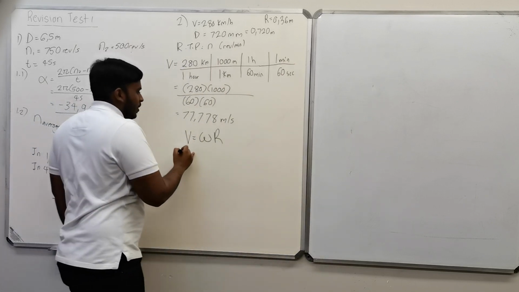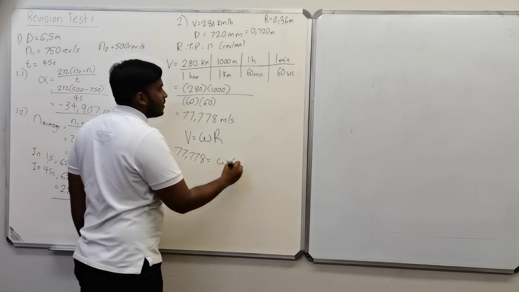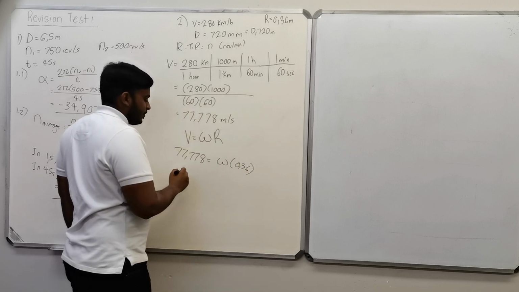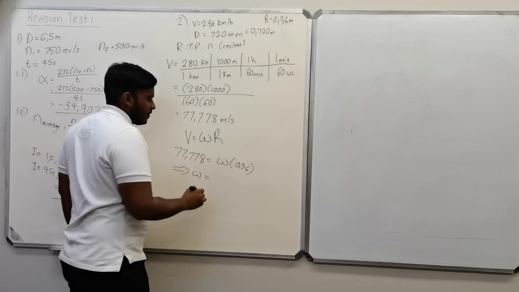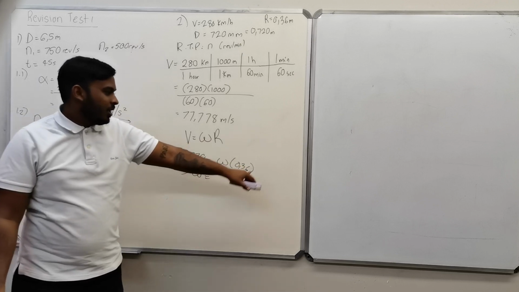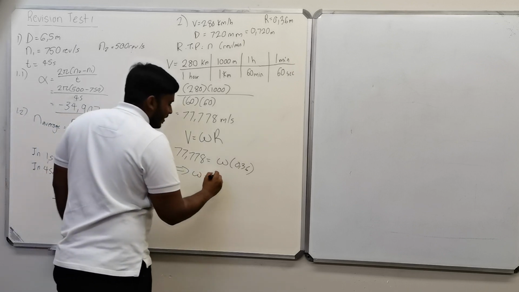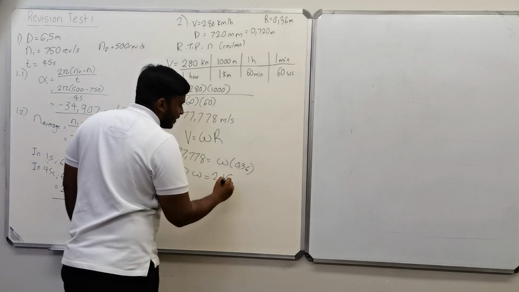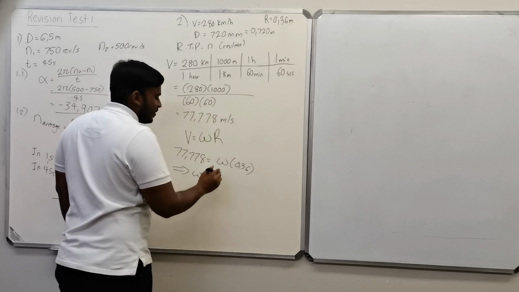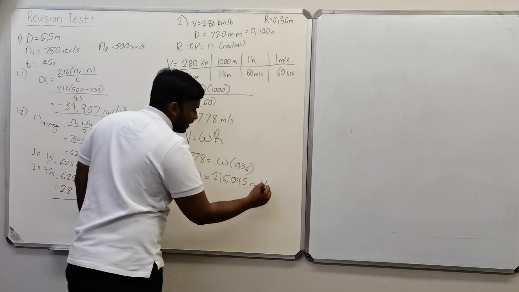Right? So this 77.778 is equal to angular velocity times 0.36. You divide here, you end up with 77.778 divided by 0.36. You get 216.045 radians per second.